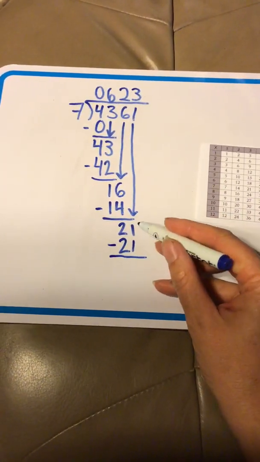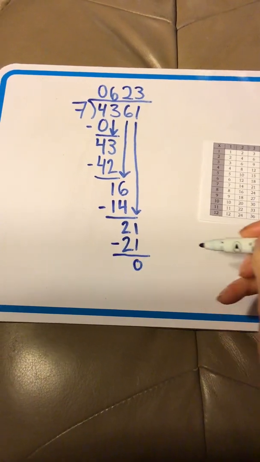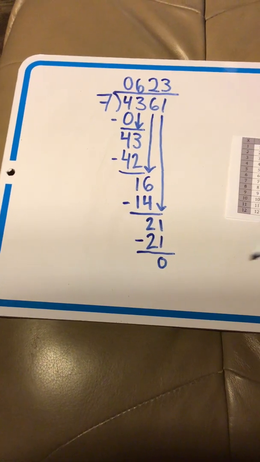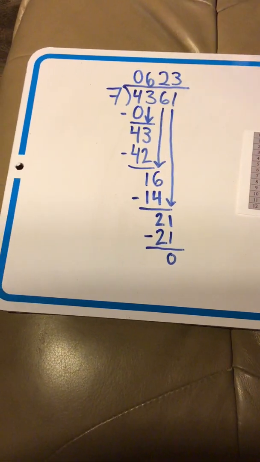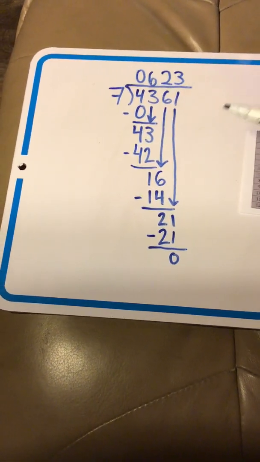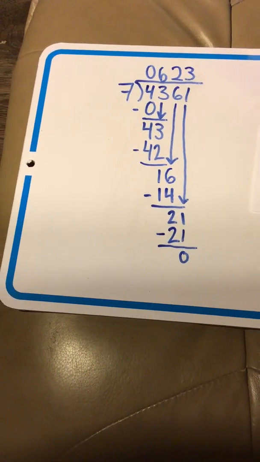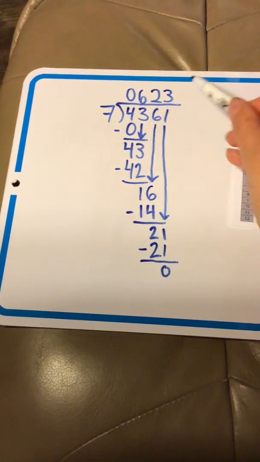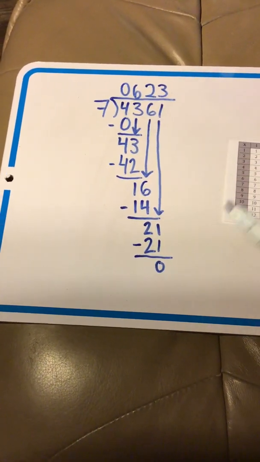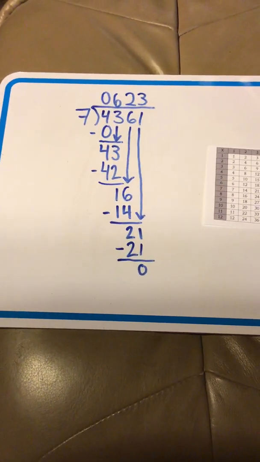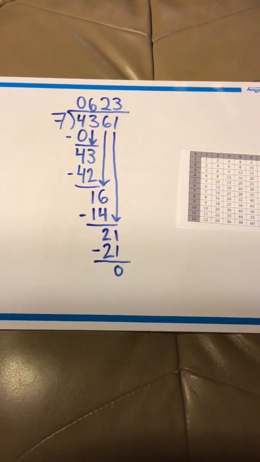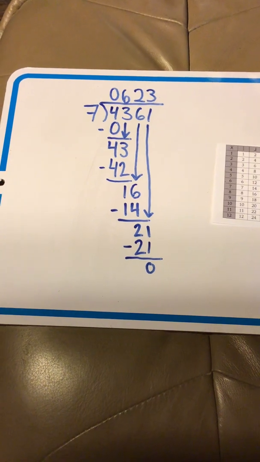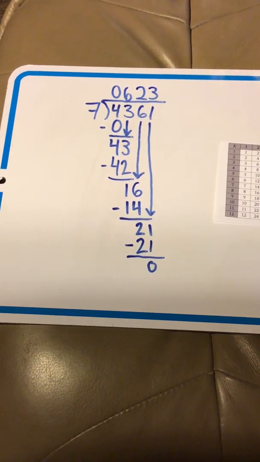Sister Fish subtracts to make sure there's nothing left. 21 minus 21 is 0. Next up, Brother Fish bring down. We go up. Oh, there's nothing left to bring down. So at this point, once there's nothing left to bring down, now we can check, do we have a remainder? And if we do, we write it up here. And if we don't, then we don't have to worry about it. Okay, so that's the review of how to do long division.